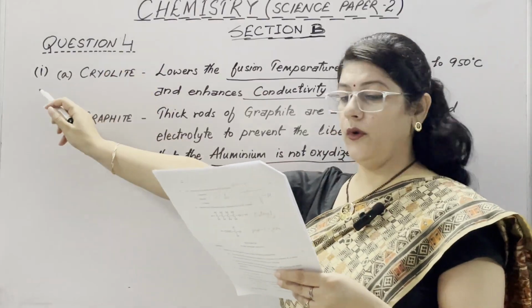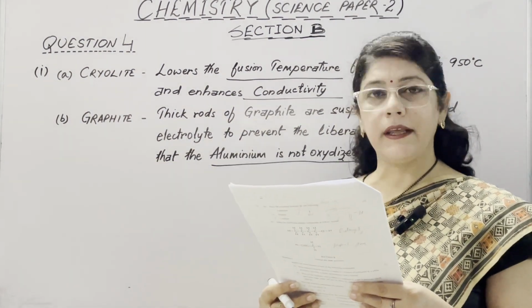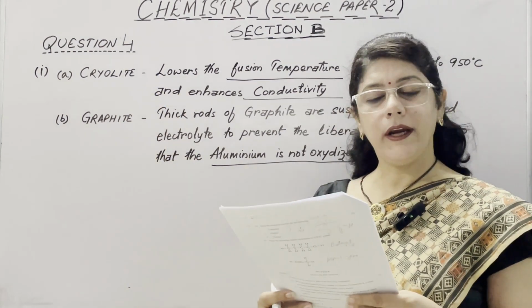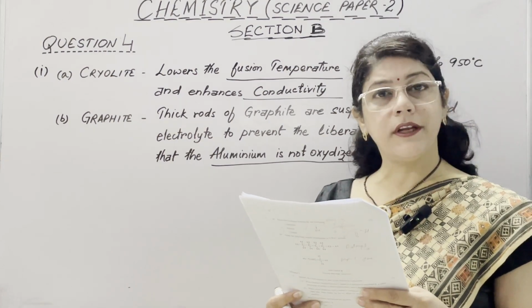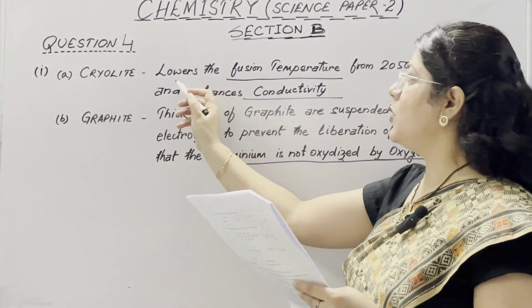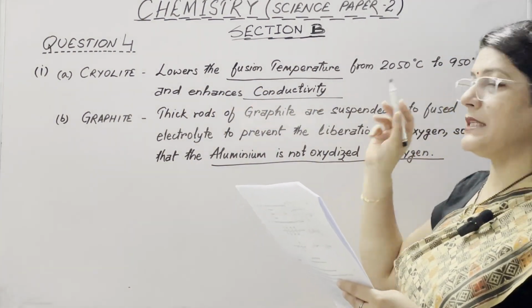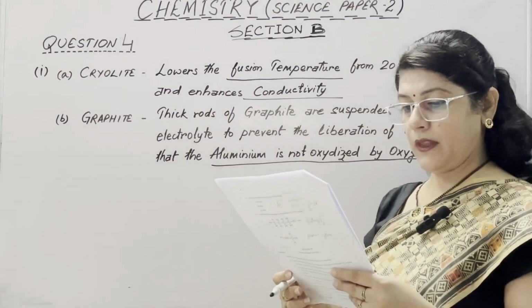In question number 4, part 1 is, for each of the substances given below, what is the role played in the extraction of aluminium? First is cryolite. We know that cryolite is used in the Hall-Héroult process for the electrolytic reduction of fused alumina. So what is its purpose? It lowers the fusion temperature from 2050 to 950 degrees Celsius and at the same time it enhances conductivity.